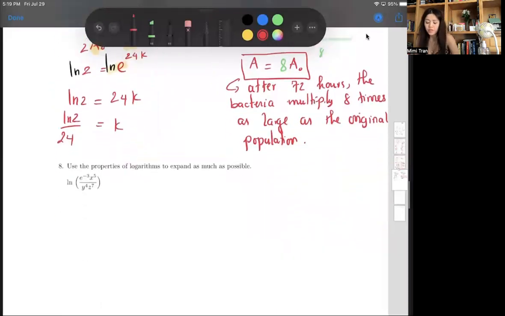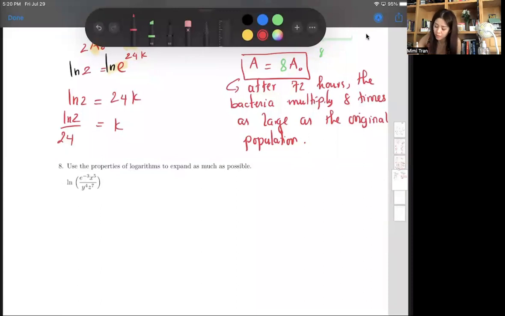All right, number 8, use the property of a logarithm to expand as much as possible. So this one, they want you to expand. I believe I didn't do this in the lecture. I should. But anyway, it's not bad, right? So this one is for you to practice all the properties of logs.